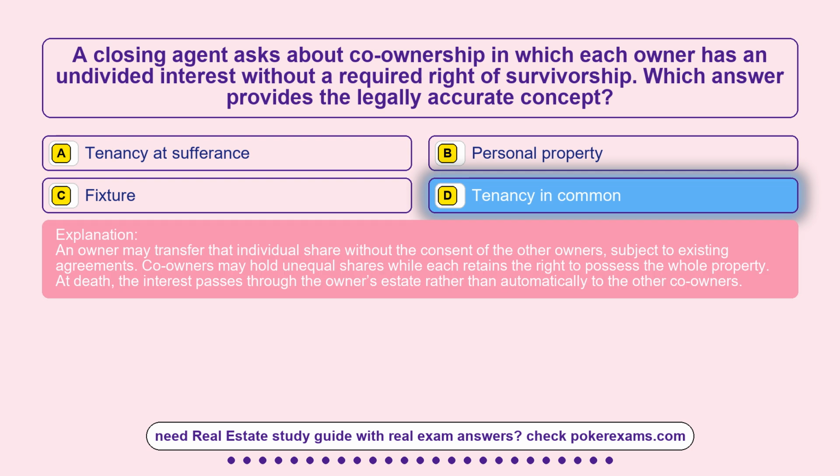An owner may transfer that individual share without the consent of the other owners, subject to existing agreements. Co-owners may hold unequal shares while each retains the right to possess the whole property. At death, the interest passes through the owner's estate rather than automatically to the other co-owners.